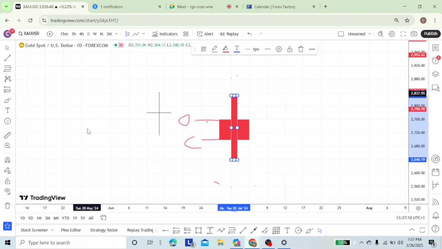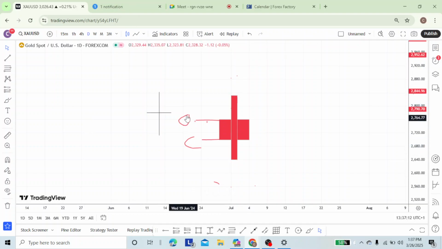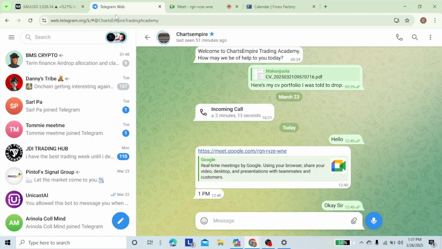Okay, let's go on. So that's the slight difference between a doji, a high wave candlestick, and a spinning candlestick bottom. We all get that. Or is there a question?